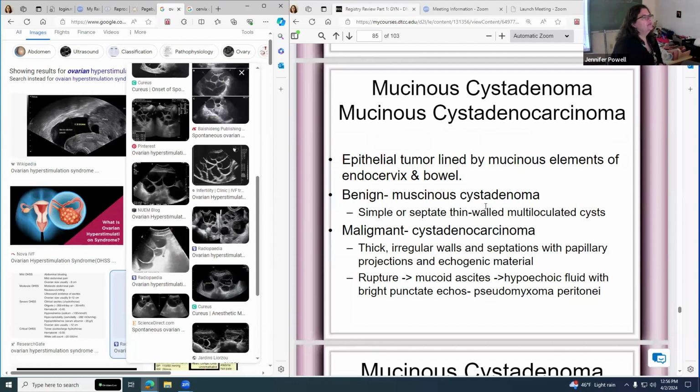If it's a mucinous cystadenoma, that is benign, simple or septate, thin-walled multiloculated cysts. If it's malignant, it will be thick, irregular walls and septations with papillary projections, also known as mural nodules, and echogenic material. If it ruptures, you could have mucoid hypoechoic fluid with bright punctate echoes, and this is pseudomyxoma peritonei.